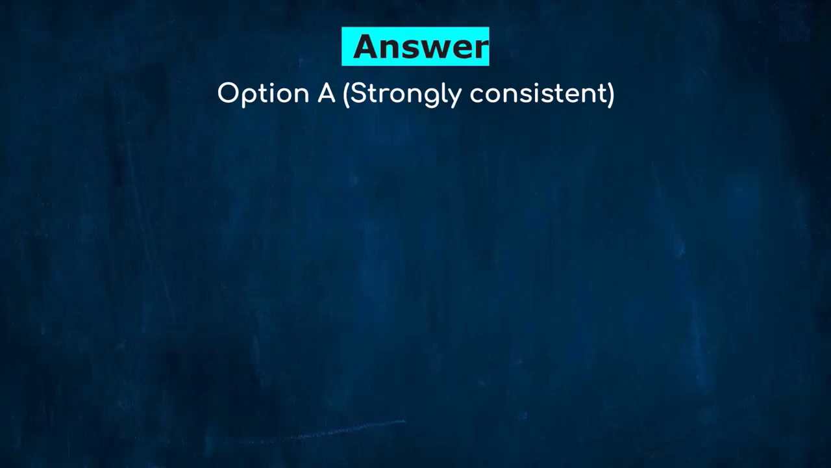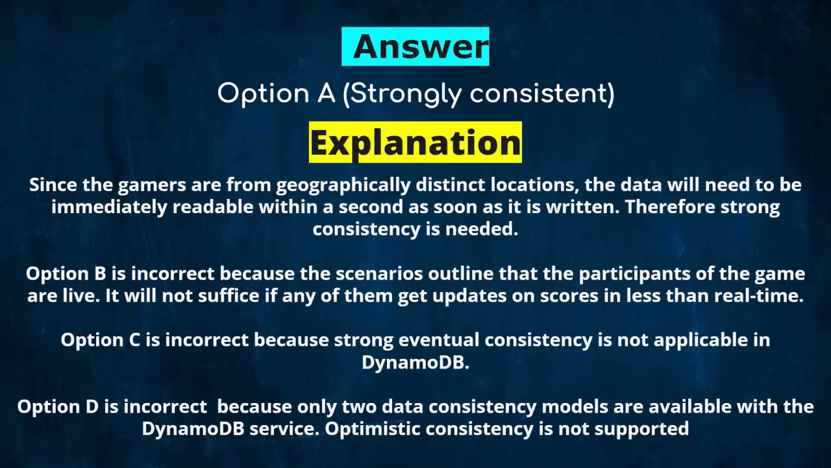Strongly consistent. Explanation. Since the gamers are from geographically distinct locations, the data will need to be immediately readable within a second as soon as it is written. Therefore, strong consistency is needed. Option B is incorrect because the scenario outlines that the participants of the game are live. It will not surface if any of them get updates on scores in less than real time. Option C is incorrect because strong eventual consistency is not applicable in DynamoDB. Option D is incorrect because only 2 data consistency models are available with the DynamoDB service. Optimistic consistency is not supported.